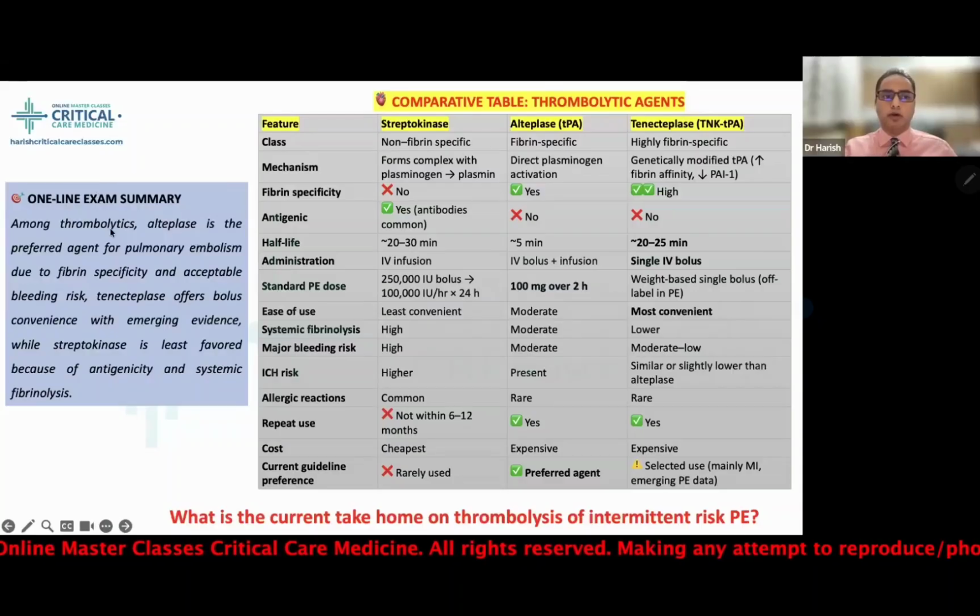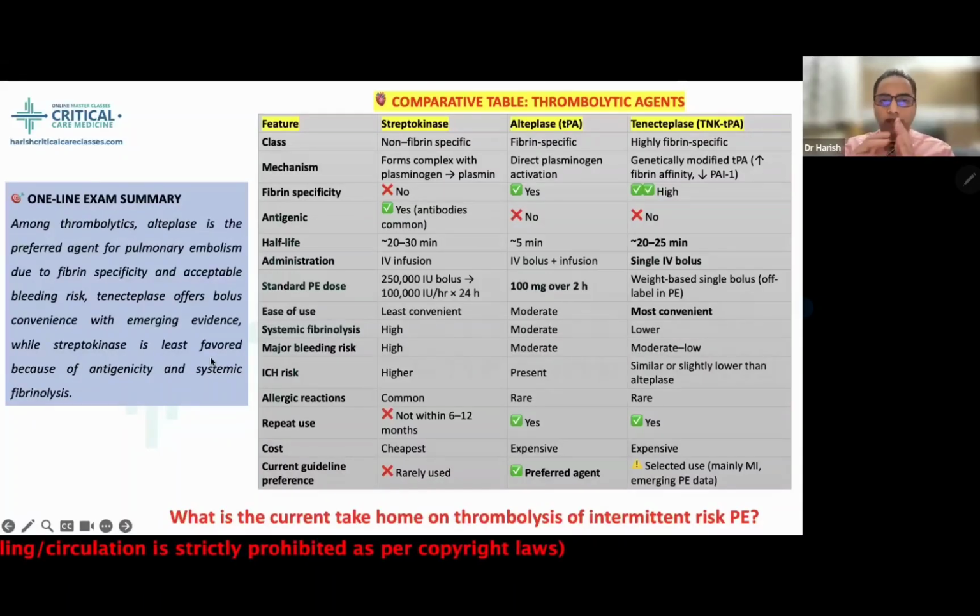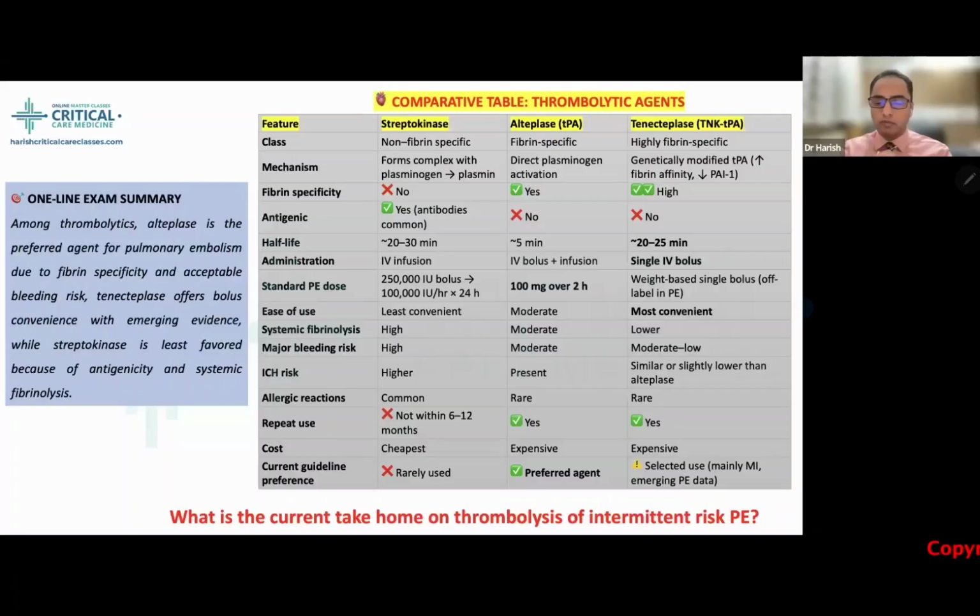Okay. So the take home: among thrombolytics, alteplase is the preferred agent for pulmonary embolism due to fibrin specificity and acceptable bleeding risk. Tenecteplase offers single bolus convenience with emerging evidence, while streptokinase is least favored because of its antigenicity. With streptokinase there is a high chance of antibody formation, and also systemic fibrinolysis with systemic bleeding risk. Even if you do catheter-directed streptokinase thrombolysis, there is still systemic fibrinolysis and a bleeding problem.